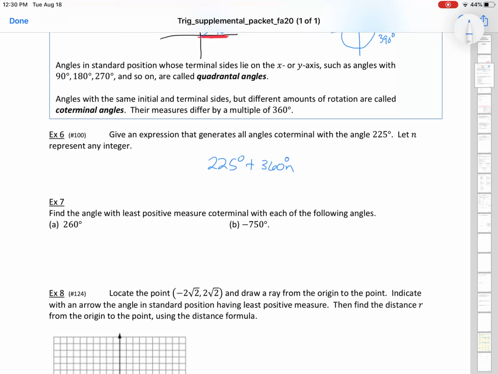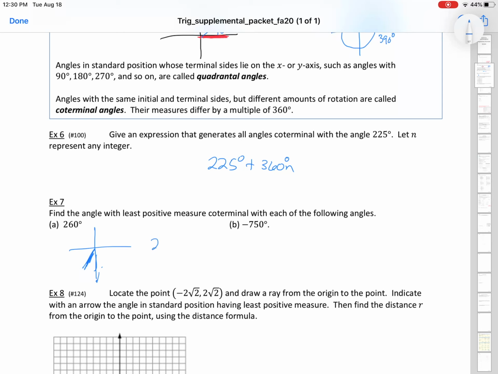But sometimes we just want to make sure we understand a concept. So they want us to find the angle with least positive measure coterminal with each of the following angles. So 260 degrees would be an angle right back here. This line right here, the straight down y-axis, apologize, is 270. So 260 is a little bit closer there, but it's here in that quadrant. You don't necessarily need to draw it, but I need to get something that's coterminal with that.